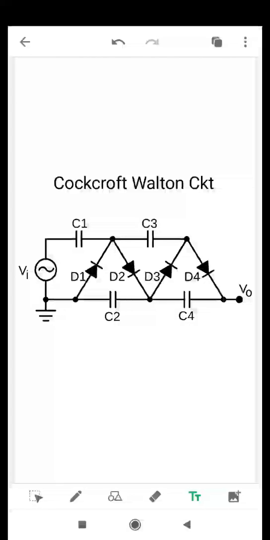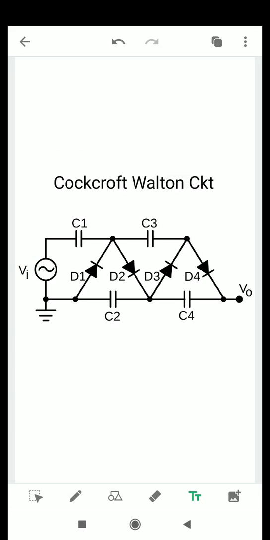Good morning everyone. Today we will discuss the Cockcroft Walton circuit. Basically it's a voltage multiplier circuit used in high voltage systems. Using this circuit we can get an output voltage that is a multiple of the input voltage.